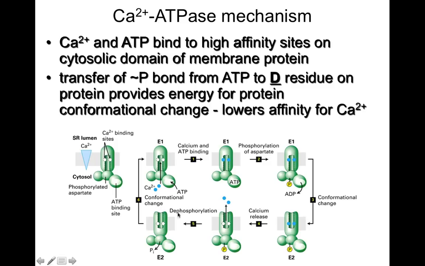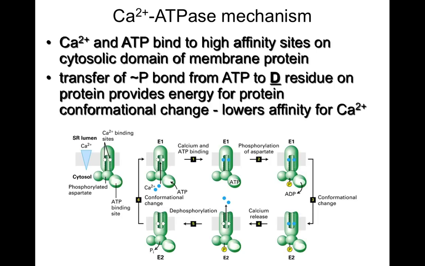Once the calcium ions leave, the phosphate on that aspartic acid residue also falls off. Then the P-class pump goes through another conformational change and goes back to the original position. So again, the takeaway is that this is an example of active transport, which requires energy.